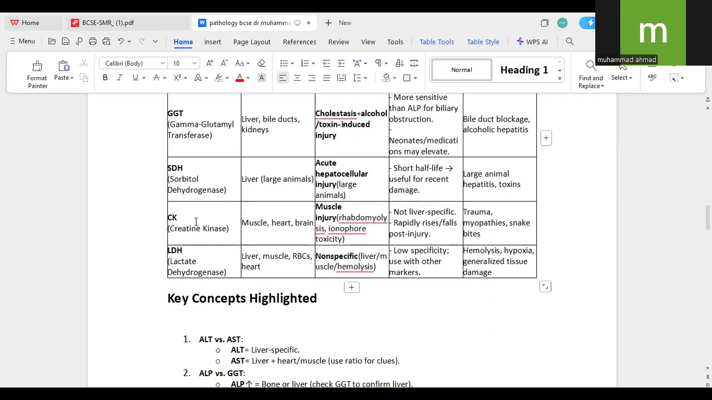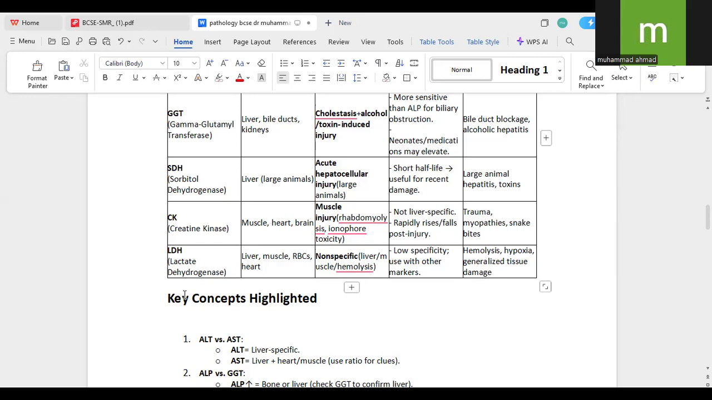CK, basically it is released from the muscles, in the breakdown of muscles in rhabdomyolysis. Also involves the heart and brain, but the major origin is the muscle. And also in ionophore toxicity, because in ionophore toxicity there is rhabdomyolysis. This is not liver specific, it rapidly rises and falls. It mostly increases after the injury. So snake bite, myopathies and trauma.